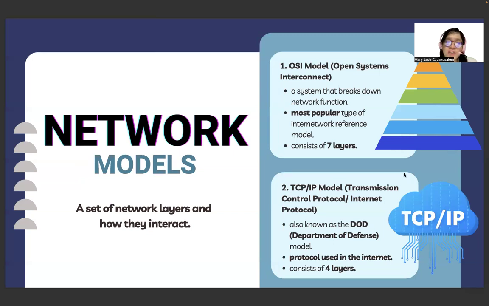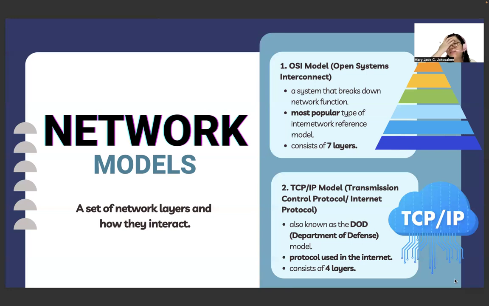The first model is the OSI model. OSI stands for Open Systems Interconnect. In this course, ITE7104, the OSI model was discussed in depth as compared to the TCP/IP model, so the focus was on the OSI model. An OSI model is a system that breaks down network function. It's the most popular type of internetwork reference model, so this one is an example of a reference model. It consists of 7 layers. Don't worry, we will be discussing these layers in detail in the next slides.